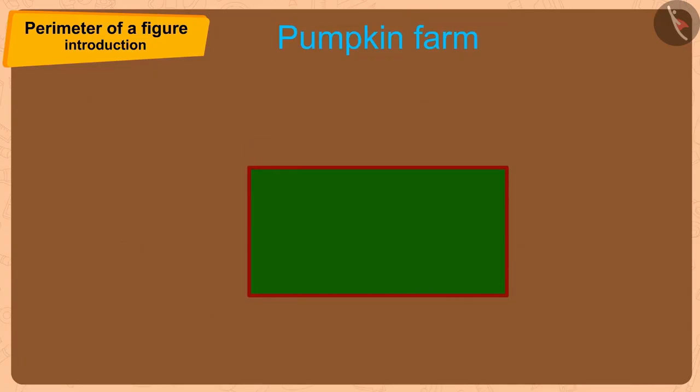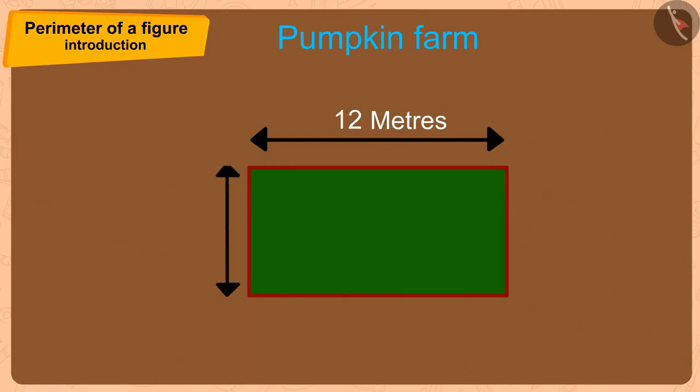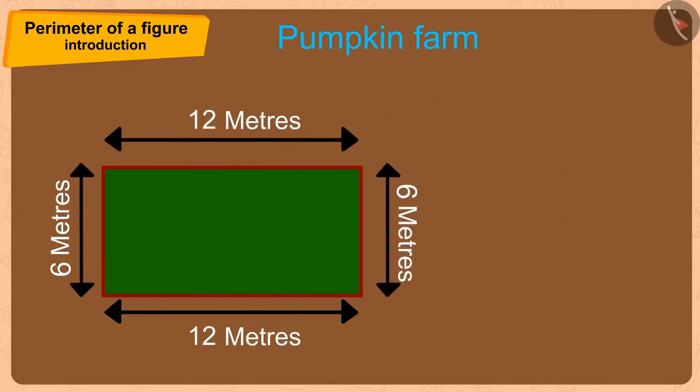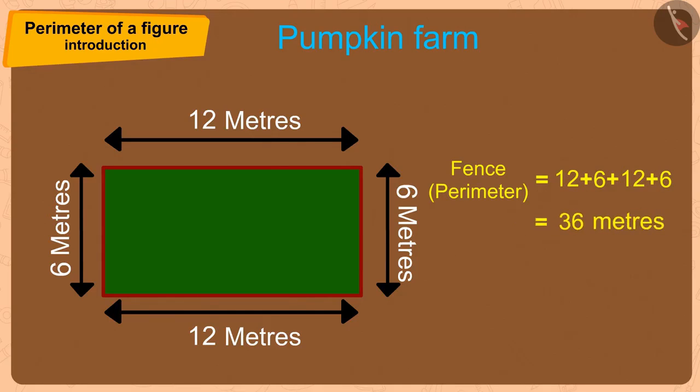The rectangle-shaped fence is 12 meters in length and the width is 6 meters. Every rectangle has 2 long edges and 2 wide edges. In this way, the size of this rectangular fence will be arrived at by adding 12 and 6 with 12 and 6 again. That is 36 meters.